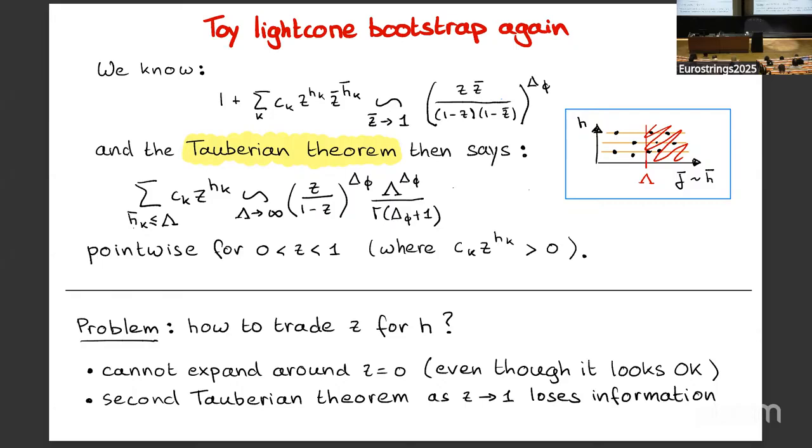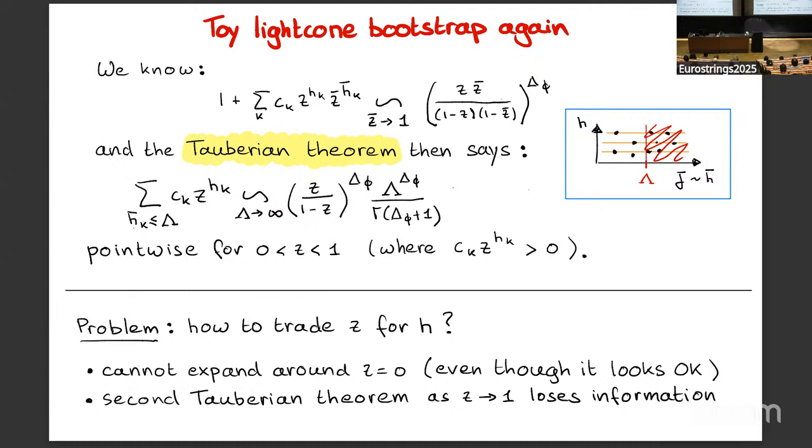Then you get something about the large delta spectrum of the theory. That's fine. You get some information. But in the lightcone bootstrap, we want to keep z finite. We want to say something about finite h and large j. And this is why the lightcone bootstrap is hard and why very little has been proven for a very long time.